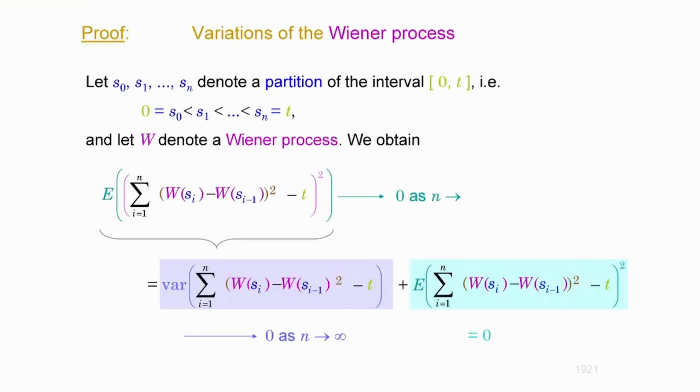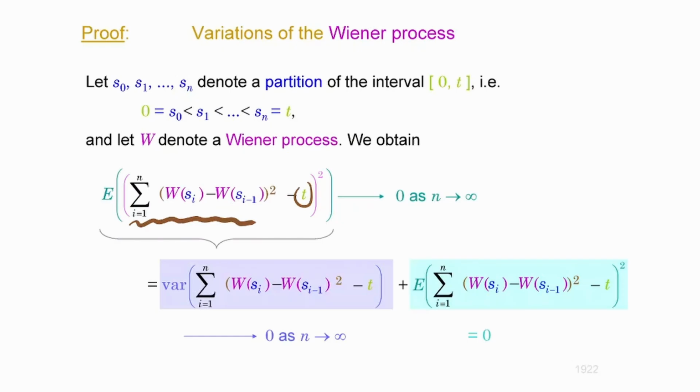Now, the implication of that is that the mean square limit of this random variable is going to be equal to t. Because what you see here on this side is the expectation of the square distance of the random variable to the limit. And yeah, so here it is.